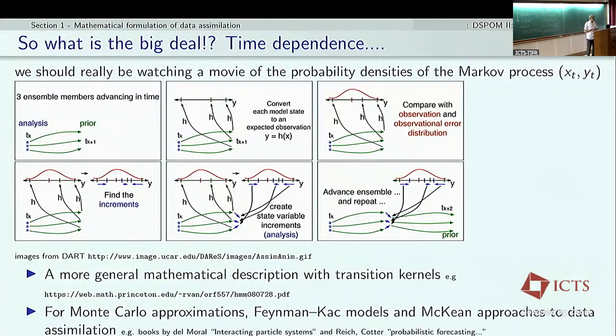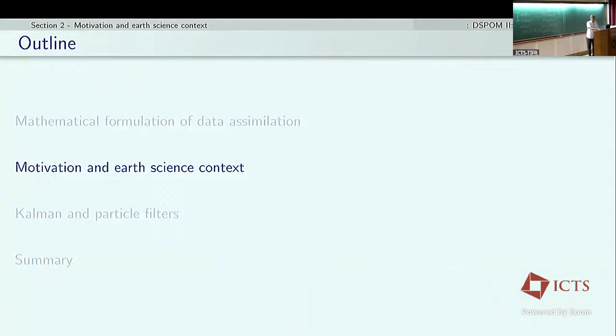Yeah. There are much more general mathematical descriptions of the same processes, either using general transition kernels so that you do not have to deal with densities, or approaches that are helpful for dealing with Monte Carlo approximations of these problems based on either Feynman-Kac formula or McKean approaches and so on. I will not talk about those here at all, but just as a pointer to what else can be done with this. Any questions up to this point?